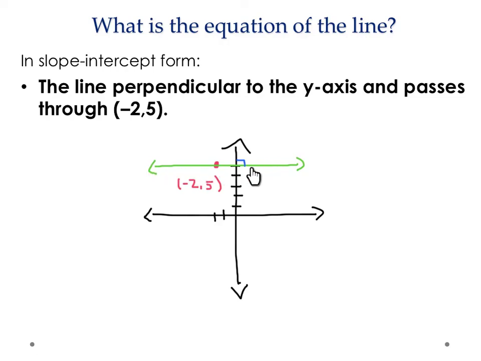So the equation of horizontal lines are always y equals, and I am going to be equal to whatever the value is of the coordinate that I go through on the y-axis, which has to be 5 because I go through the point negative 2,5, so it's y equals 5. And this slope is going to be 0, so the slope of a horizontal line is always 0.